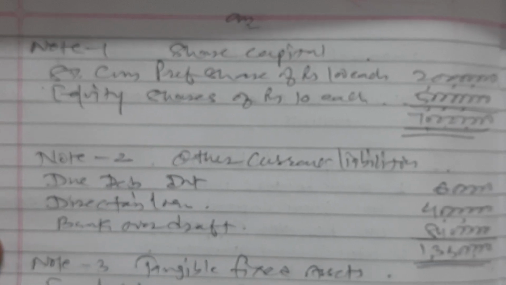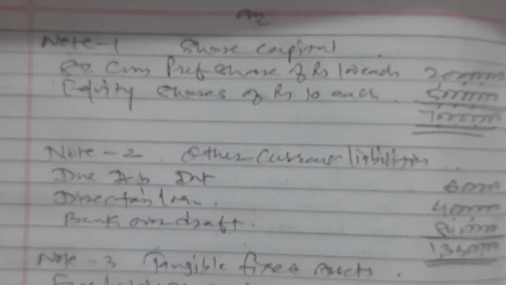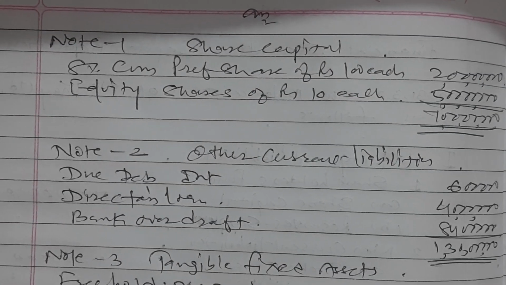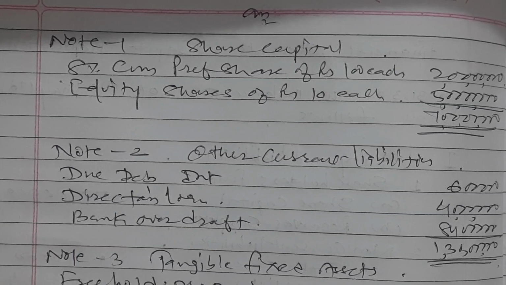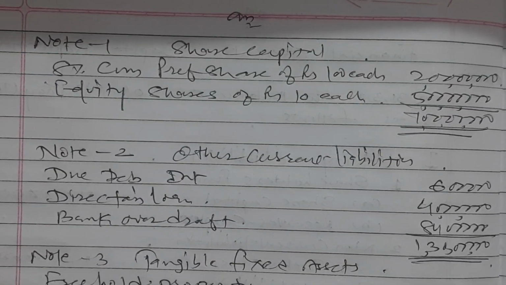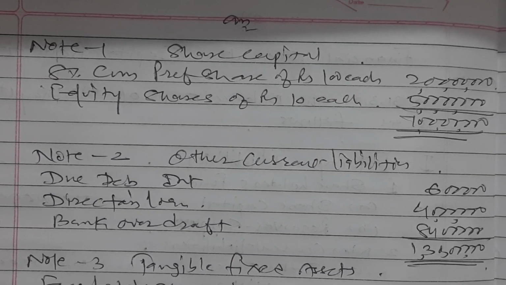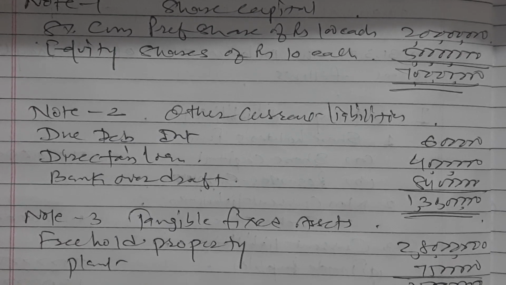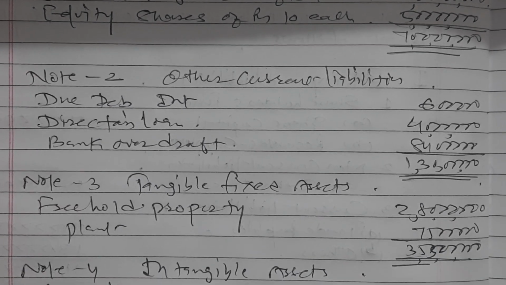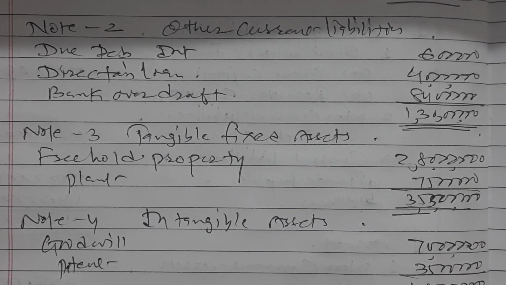So, under note 1, share capital: 8% cumulative preference shares of 100 each of 2 crore, equity shares of 10 each 5 crore. Other current liabilities shows due debenture interest 6 lakh, directors loan 40 lakh, bank overdraft 84 lakh. Under tangible fixed assets, pre-owned property 2 crore 80 lakh, plant 75 lakh. Under intangible assets, goodwill 70 lakh and patent 35 lakh.